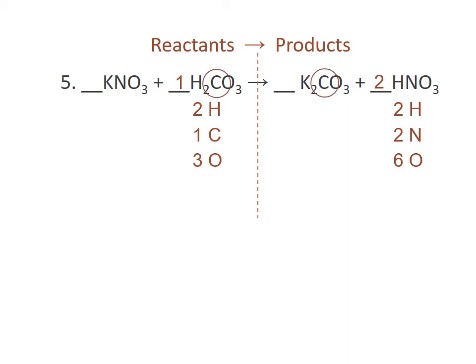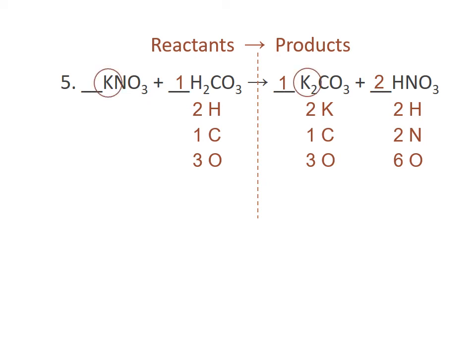Now, I will balance out the carbons. I have 1 carbon on the left-hand side, so I will require 1 carbon on the right-hand side. I will place a 1 in front of the K2CO3 to get 1 carbon. And when I do that, that will give me 2 potassiums and 3 oxygen.